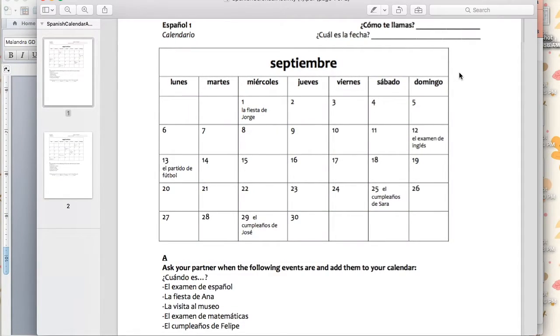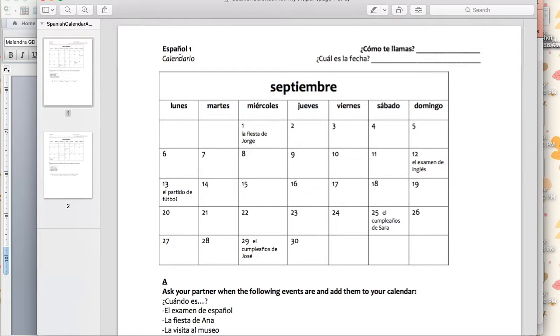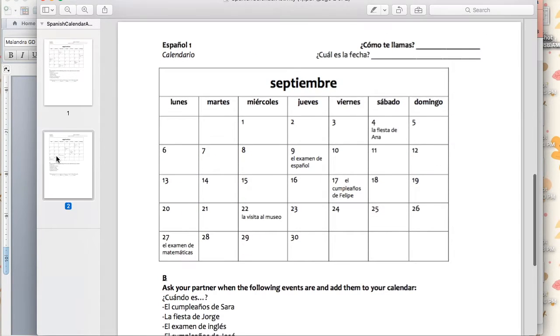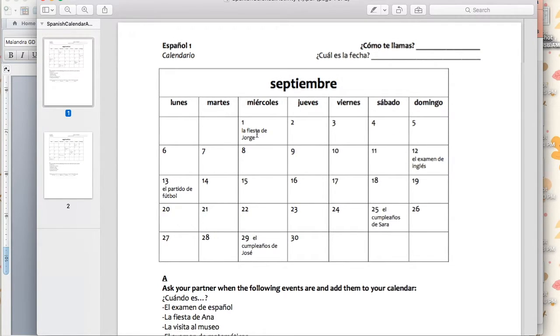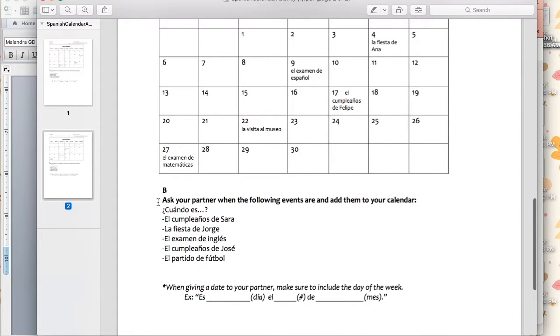So I've actually used this in class and I've downloaded it for free from Teachers Pay Teachers. I think it's a wonderful resource. Basically, the way it works is that one student will get the first calendar, or calendar A, and then the second student will get calendar B. So notice that the first has La Fiesta de Jorge, El Partido de Fútbol. They have some events on them. And then calendar 2 has different events, El Examen de Español, La Visita al Museo. So the point of this activity is for students to ask, and down here it has prompts, to ask each other when certain events are, and they are supposed to fill it in on their calendar.